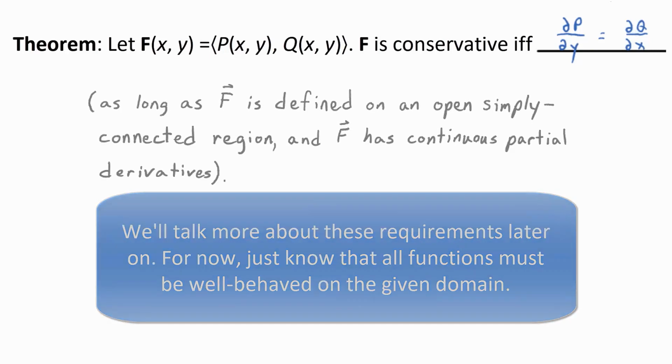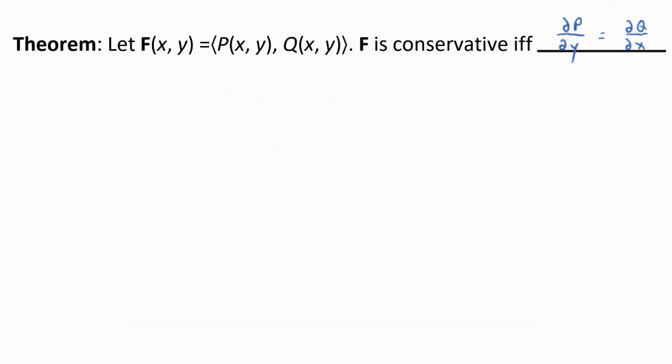Now, when you see the if and only if statement, that means the statement goes both ways. You could say if F is conservative, then dP dy equals dQ dx. But the if and only if statement means you can turn it around and say, if dP dy equals dQ dx, then F is conservative. Going that way is hard to prove. But going in the forward direction, if F is conservative, then those partials are equal, is easy. All we're saying is mixed partials are equal, and we already knew that.